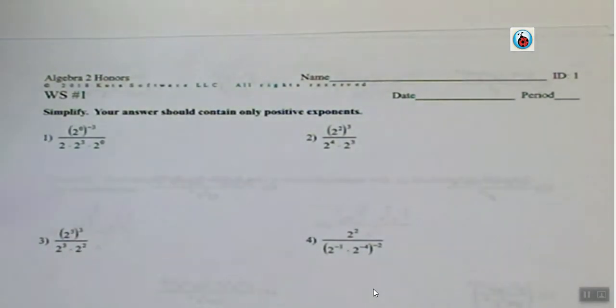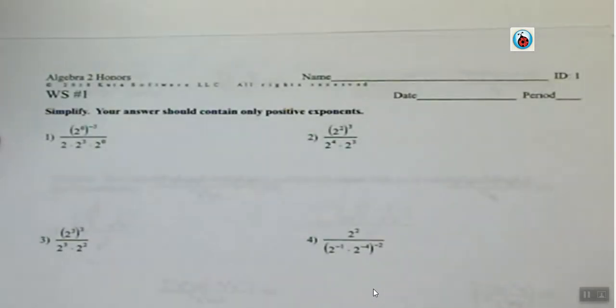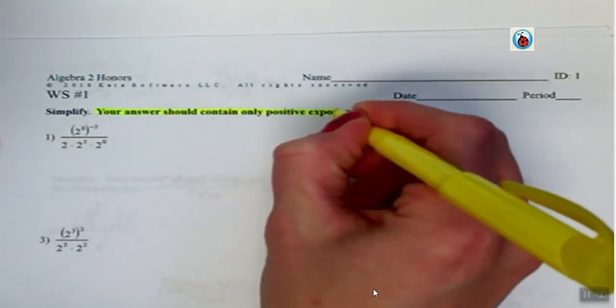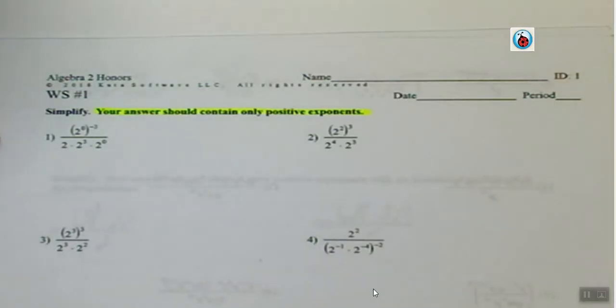All right, so let's go ahead and work out the answer key to your homework worksheet. Okay, so first notice the directions. It says your answer should contain only positive exponents. It means I'm going to leave my answer in exponent form, but with only positive exponents.